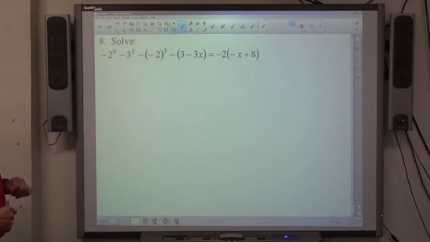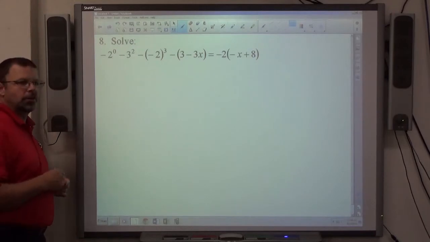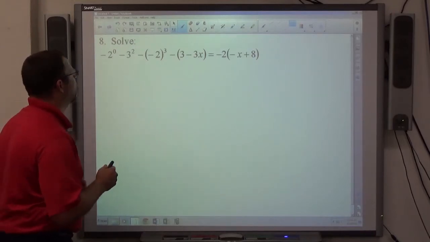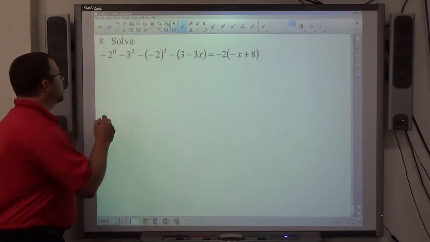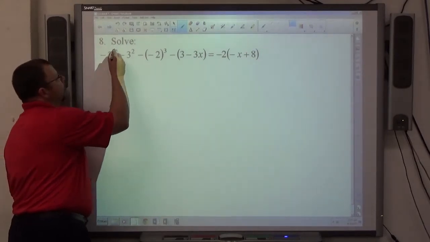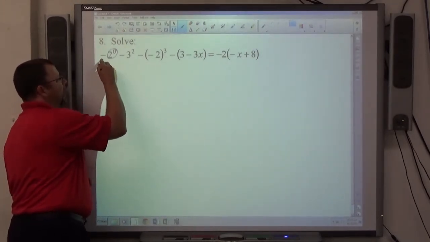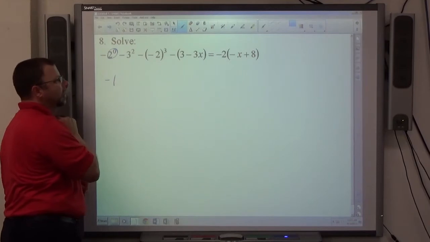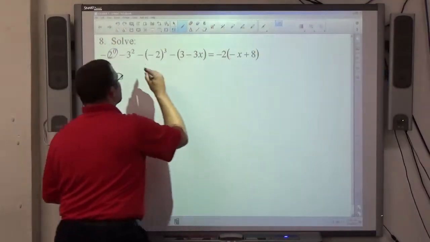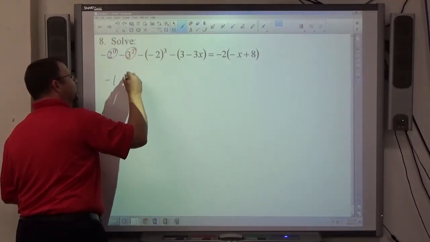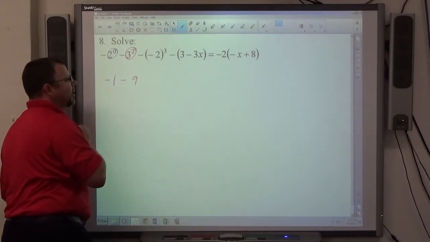Number 8, another solving equation problem. This time the key to this problem is simplification, doing it correctly, so be careful in the process here. The first thing I want to do here, 2 to the 0 power is equal to 1. The minus sign is not being raised to the power, so it stays negative. 3 to the second power equals 9. The minus sign is not being raised to that power, so it's minus 9.